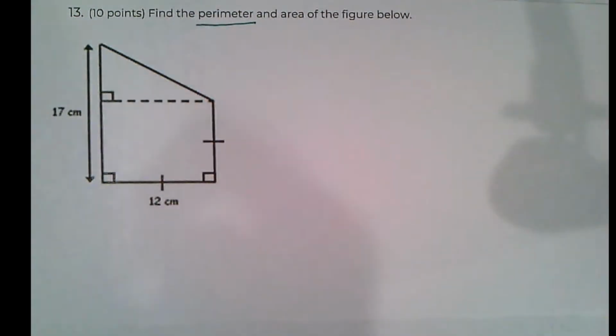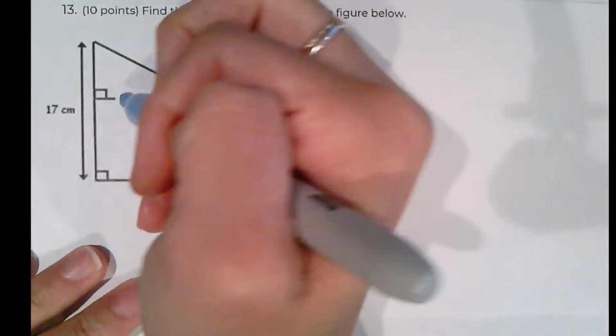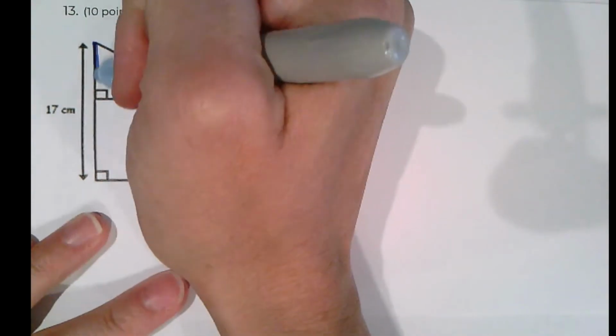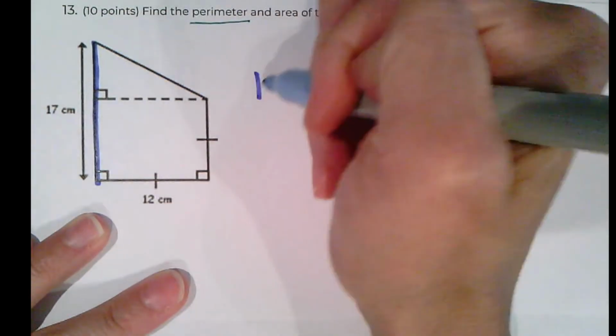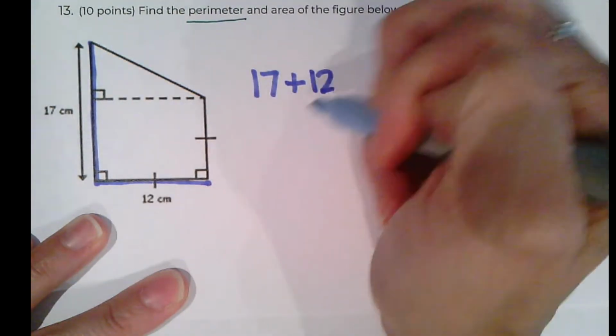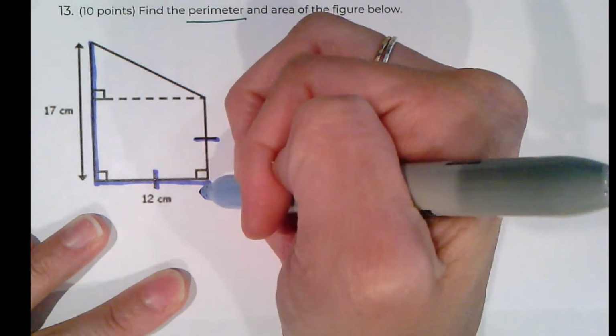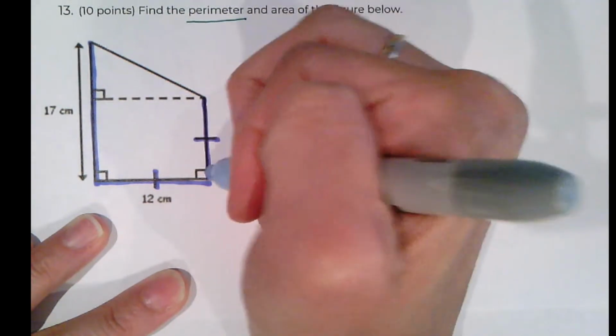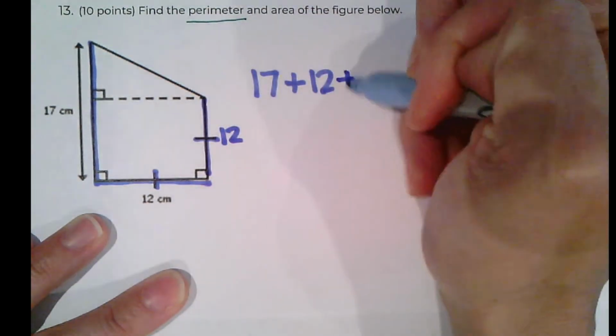So let's tackle the perimeter first. As a reminder, do not include the dashed line in the middle. We only want the outside lines. So we have a 17, a 12. This little line here tells me that this is the same measurement as that. So this is also a 12.